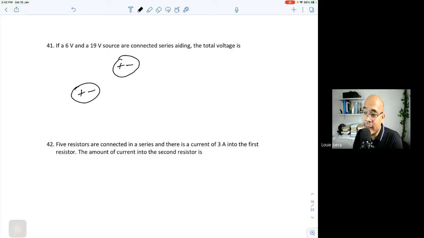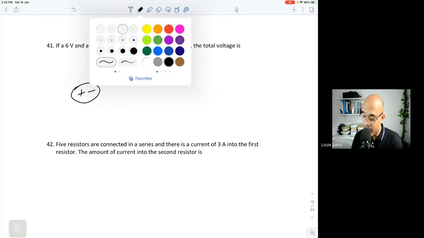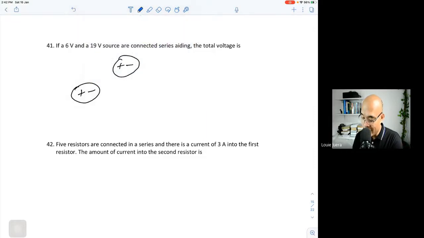Aiding happens if you connect this one with a wire, let's use the color blue. The output is the negative. This is the first output. Then you connect the positive here to the negative here, and the final output here is the positive, and the final output here will be the negative. So this is how we connect two voltages in aiding. Aiding means that they help each other.